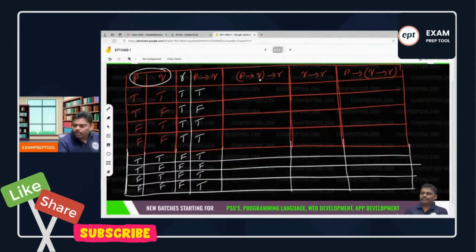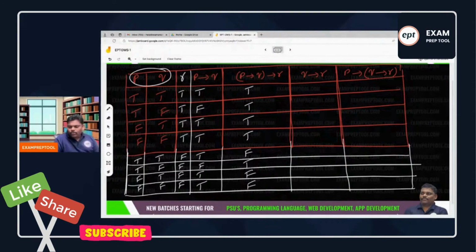Next one, can you help me now? What about PQR? Take care of PQ and R also. What is the answer? PQ, the first two. True, true, true. False, true, true. True, true. See this one: true, false, false. True, false, false. Check.